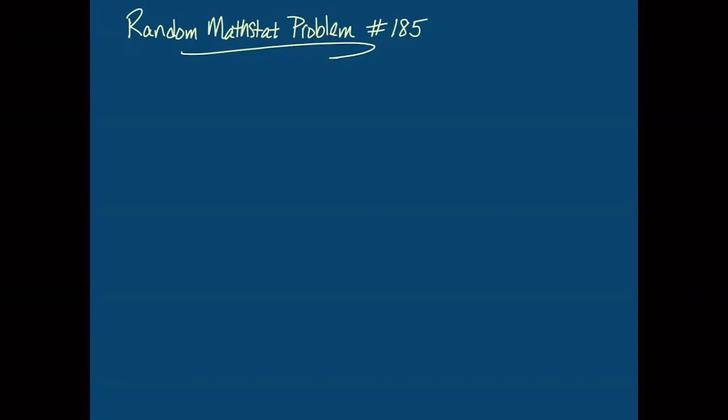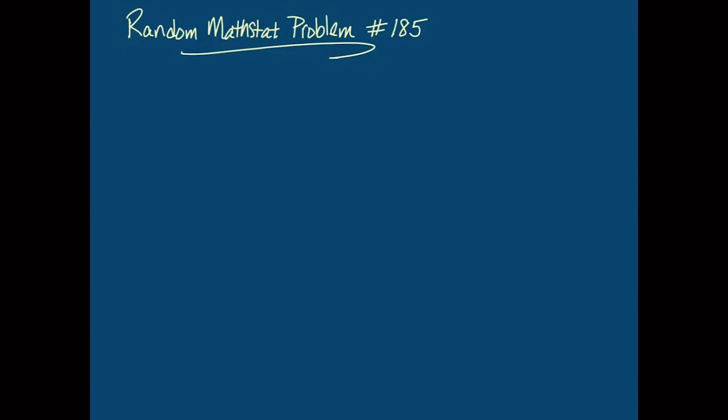This is the solution to random MathStat problem number 185. In this problem, we're given a random sample X1 through Xn IID from the Pareto distribution with a parameter gamma. We're asked to find the distribution of the minimum of the sample and to name that distribution.